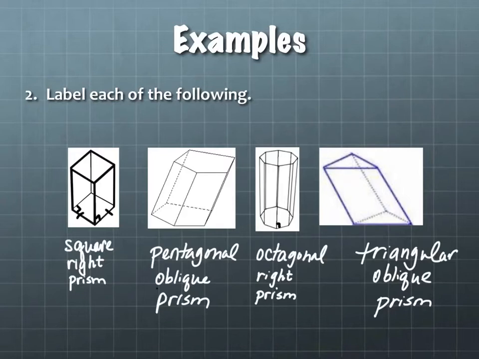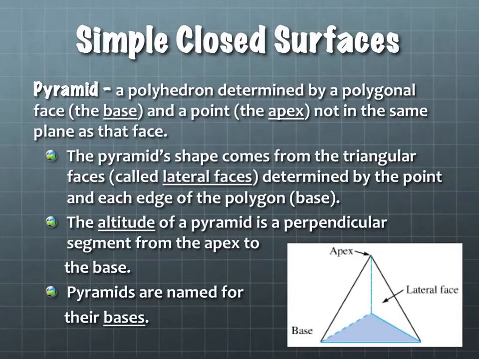Okay, so that's our first type of polyhedron. Second type of polyhedron is a pyramid. A pyramid is a polyhedron determined by a polygonal face called the base, and a point called the apex, not in the same plane as the face. So most of the time when we think about it, we think Great Pyramids of Egypt kind of shape, right? So the apex is sort of like up in the air and the base is on the ground. That's our image in our head. Of course, if we flip it upside down, it doesn't make it any less the same object. That's just not our visual imagery.